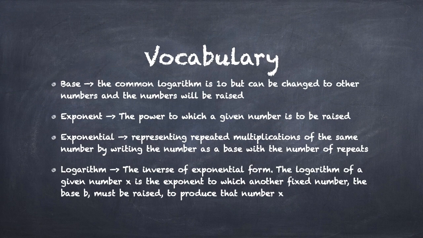Vocabulary. Base: the common logarithm base is 10, but it can be changed to other numbers such as 3, 6, 7, 8, any. Exponent: the power to which a given number is to be raised. Exponential: repeated multiplications of the same number by writing the number as the base of the number that repeats. Logarithm: the inverse of exponential form.